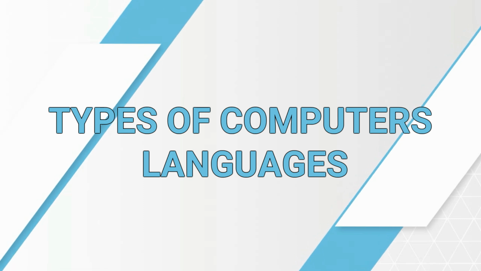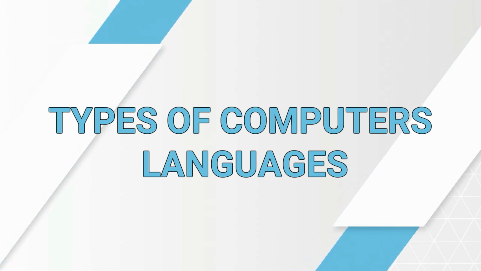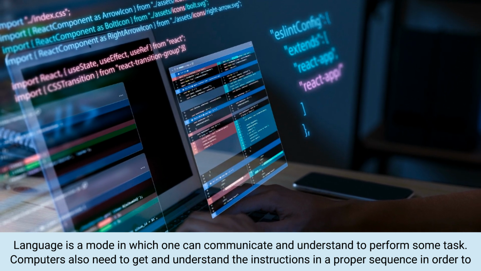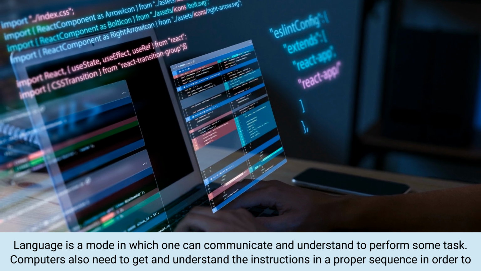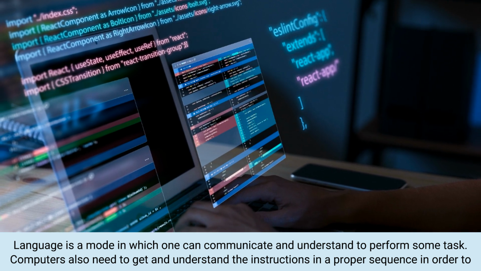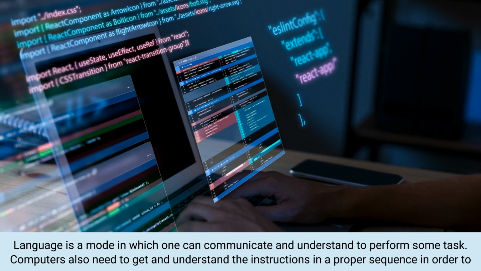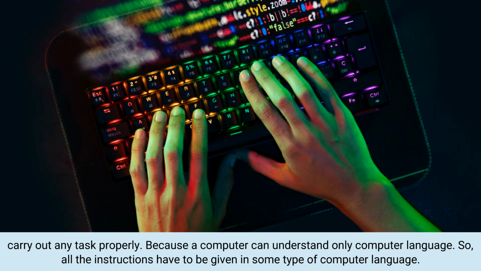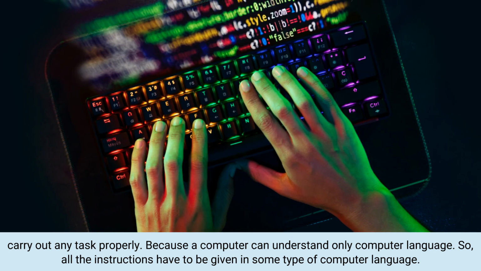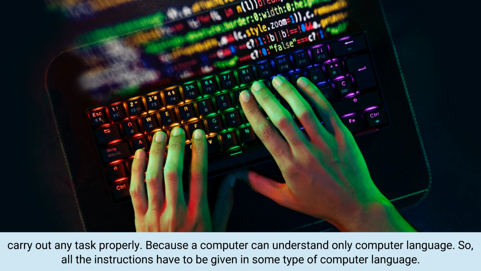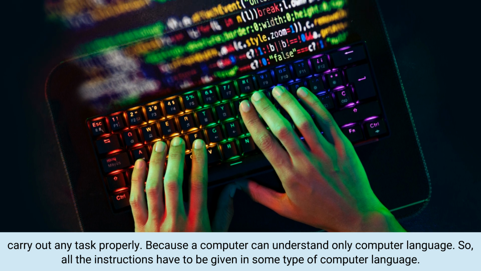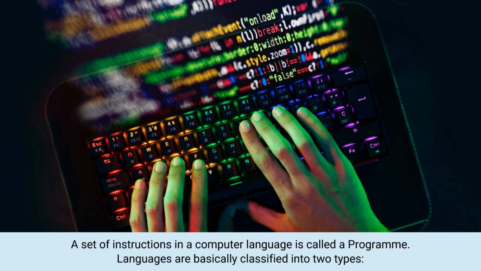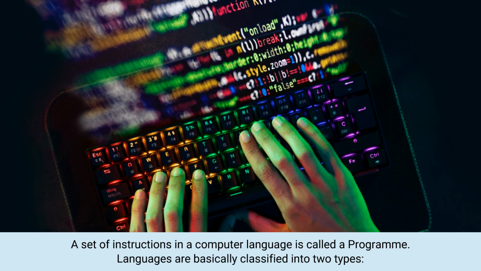Types of computers' languages. Language is a mode in which one can communicate and understand to perform some task. Computers also need to get and understand the instructions in a proper sequence in order to carry out any task properly, because a computer can understand only computer language. So, all the instructions have to be given in some type of computer language. A set of instructions in a computer language is called a program.